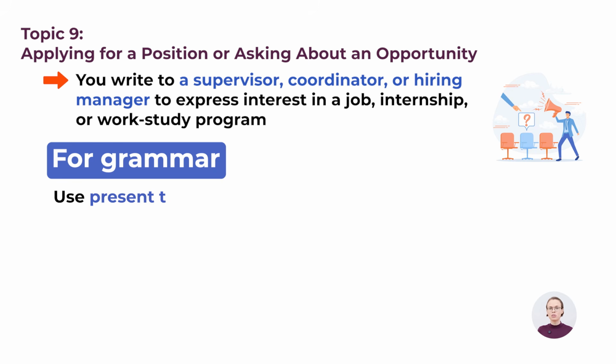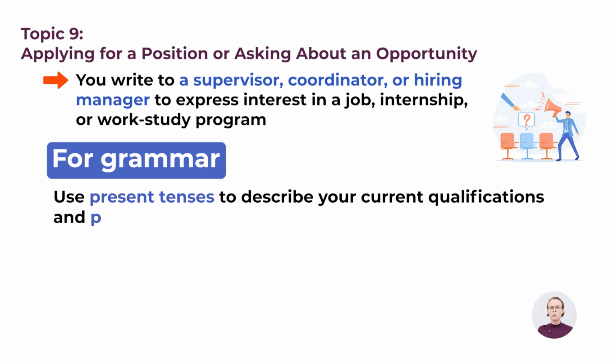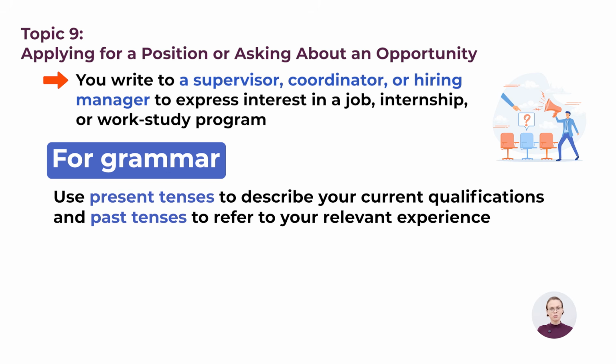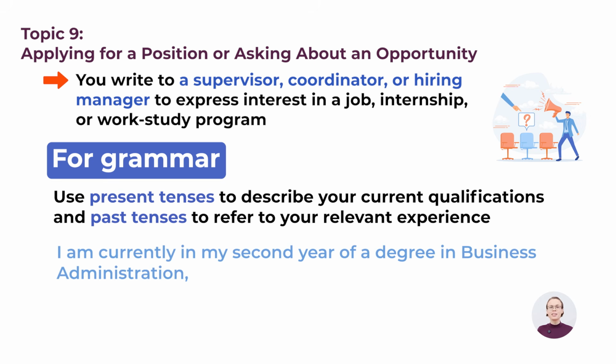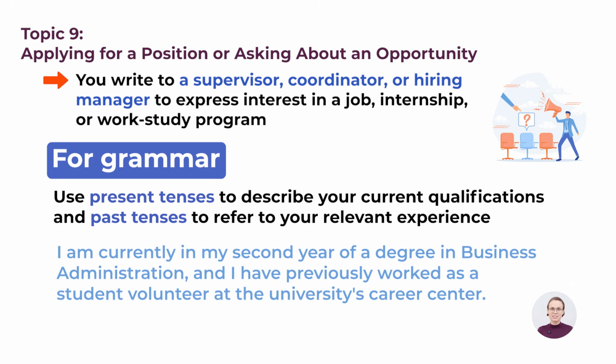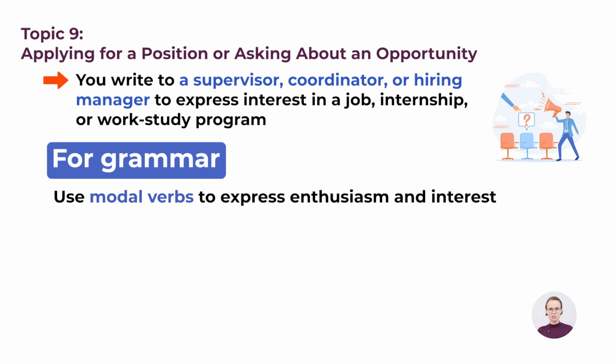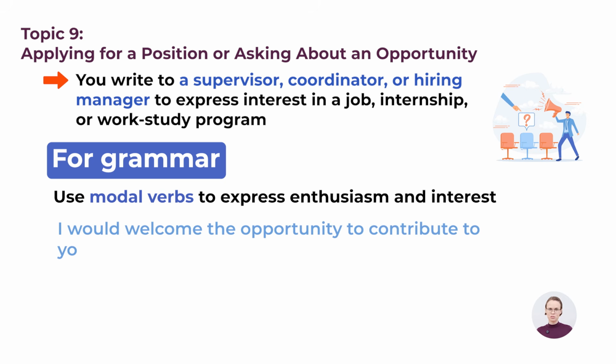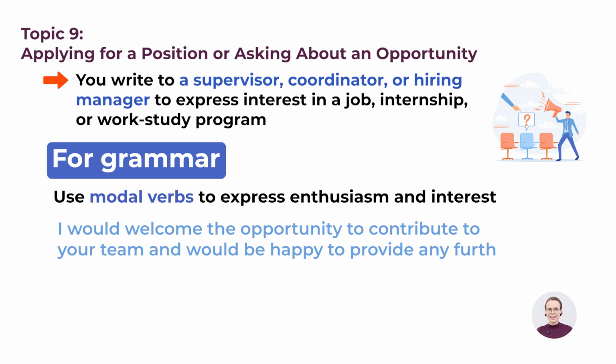For grammar, use present tenses to describe your current qualifications and past tenses to refer to your relevant experience. For example, I am currently in my second year of a degree in business administration, and I have previously worked as a student volunteer at the university's Career Center. You can also use modal verbs to express enthusiasm and interest, like, I would welcome the opportunity to contribute to your team and would be happy to provide any further information you may require. This kind of language demonstrates that you can write clearly with confidence and a polished tone.